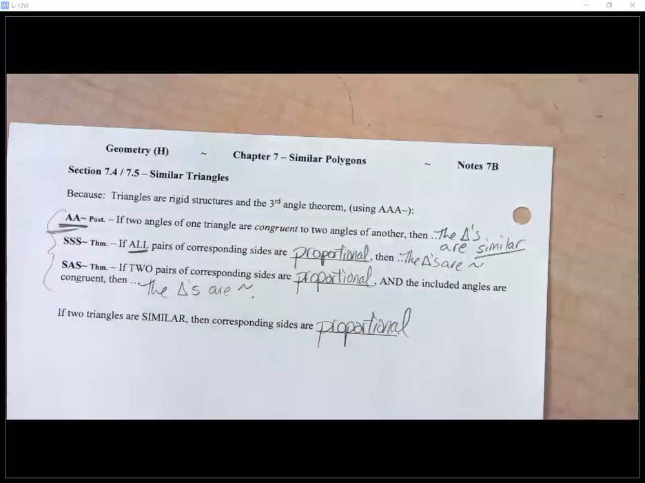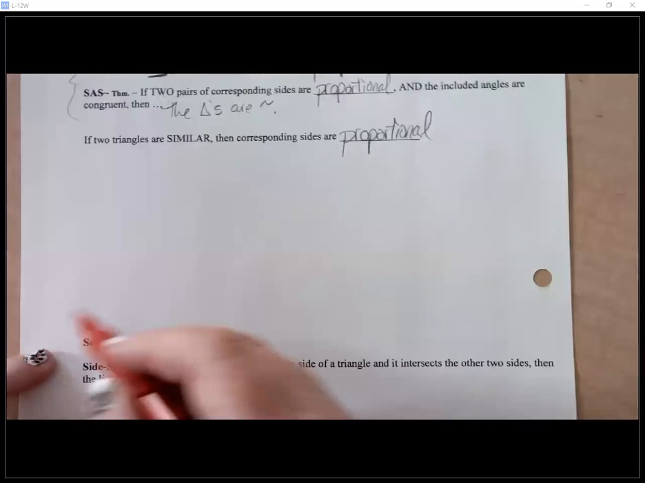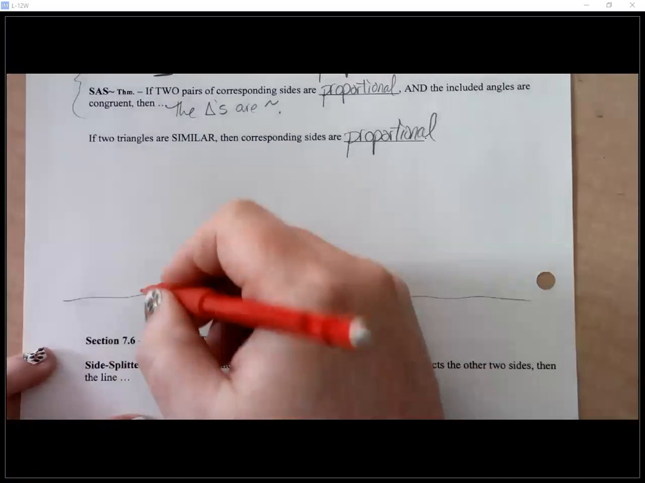Okay, so I do have a real-world use for this stuff, which is kind of cool. Let me set the scene for you. In fact, I will draw you a picture. Here's the ground.